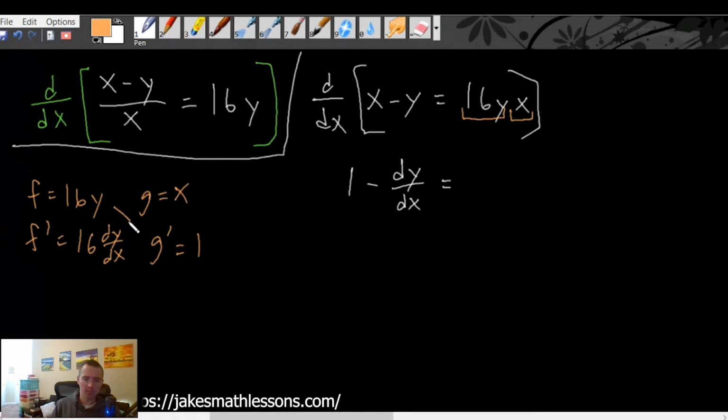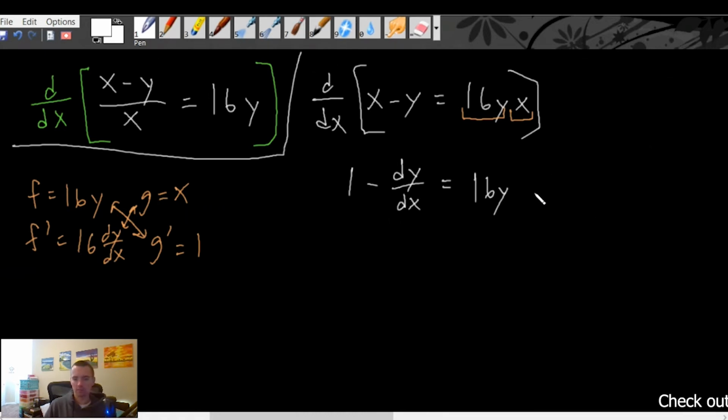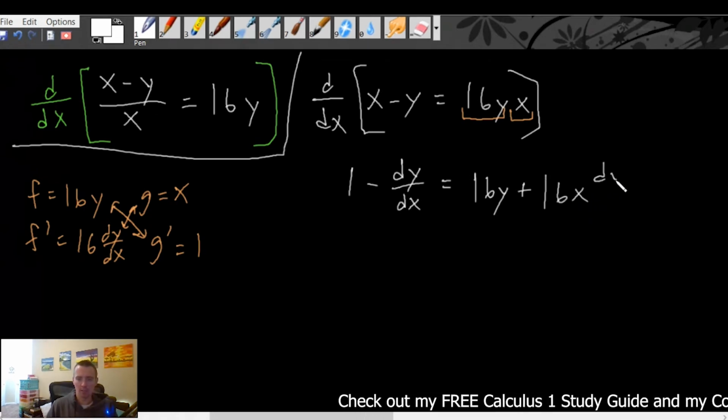So now product rule says that we would just basically multiply across here. So we're going to get f times g prime, so 16y times 1, which is just 16y. And then 16 dy/dx times x, and then we'll add those together by the product rule. Product rule says you multiply across and add them together. So 16x times dy/dx.